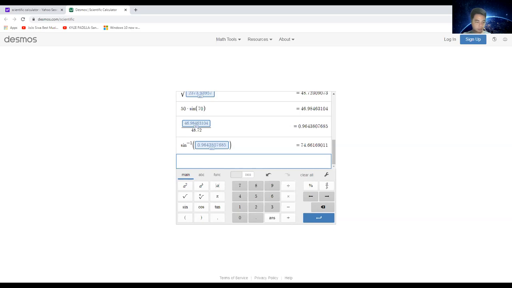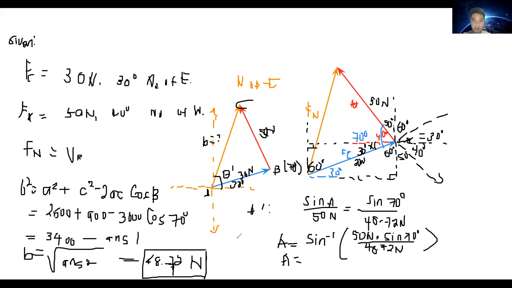Our final answer is 104 degrees. The angle A is equivalent to 74 degrees, 39 minutes, and 42.08 seconds. But we need this angle, theta prime plus 30 degrees. This is also theta prime, because theta prime is equivalent to angle A. Now we have that. I-add lang natin 30 degrees because theta prime is 74 degrees, 39 minutes, 42.08 seconds, plus 30 natin.